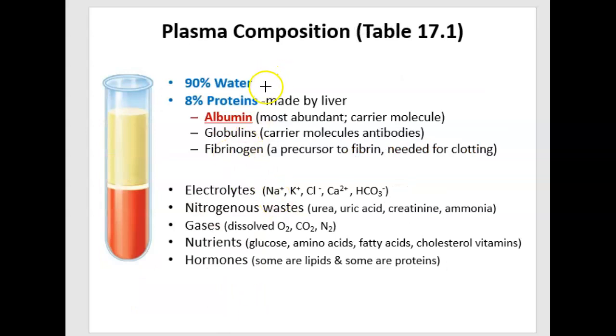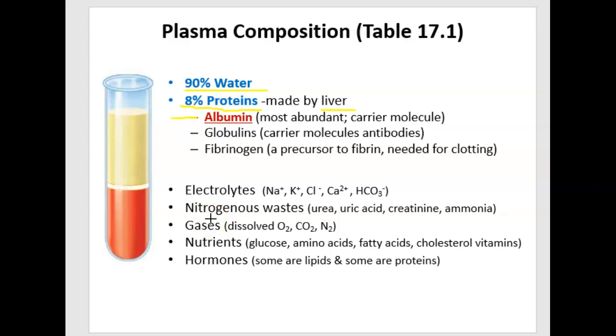Just plasma now. Plasma is 90% water. Within that solvent, water, aqueous environment, there are proteins. By volume, 8% proteins. Most of these proteins, if not all, are made by the liver. Not all, because we digest and absorb amino acids, of course, but 8% of the proteins are made by the liver. One is albumin. It is the most abundant of those liver proteins.